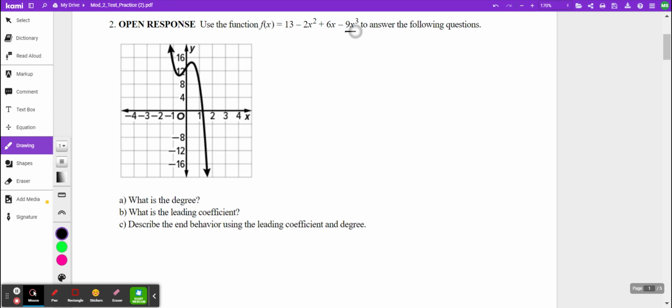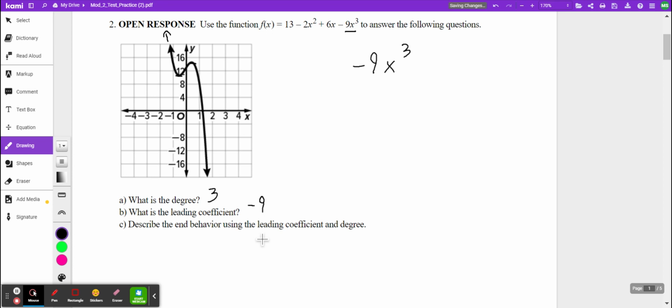I think it's going to be an odd degree because it's going up in one direction, it's going down, it has two extrema. So I think it's the third. I look at the equation, and the highest degree is 3. The leading coefficient is not 9, it's negative 9 because it's negative 9x cubed.